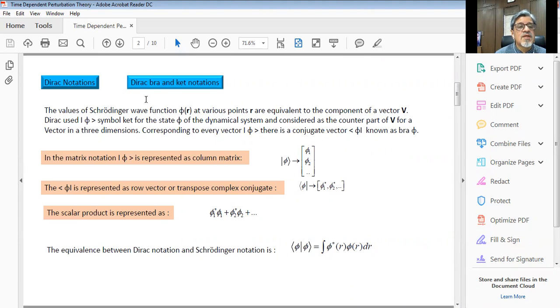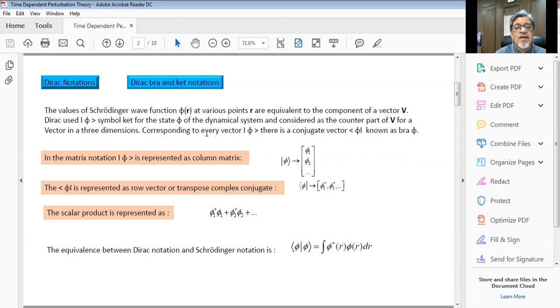And here we are going to see Dirac's Bra and Ket notations because it is from the bracket one. So bracket is split into two parts. One is Bra, another is Ket, and that is why it is known as Bra and Ket notations. The values of the Schrodinger wave equation phi(r) at various points r are equivalent to components of vector v. Dirac used the ket phi symbol, pronounced as ket phi, for the state phi of the dynamical system and considered it as a counterpart of vector v for a vector in a three-dimensional space.